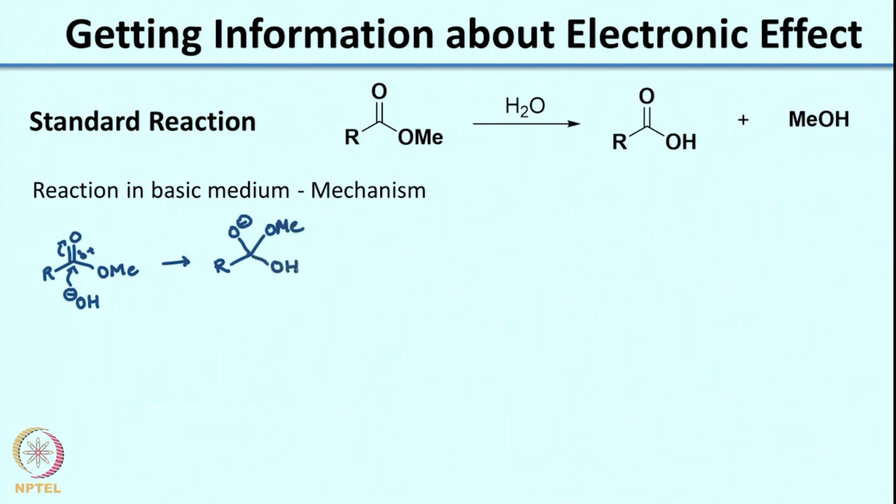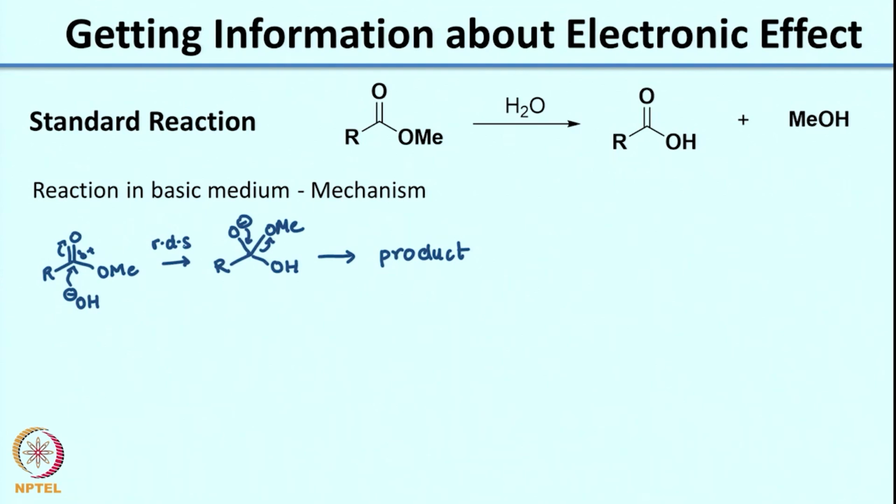so you will form this tetrahedral negatively charged intermediate. And then once you form this intermediate, you will get your product. So here your first step, which is the attack of the hydroxide, is your rate determining step.